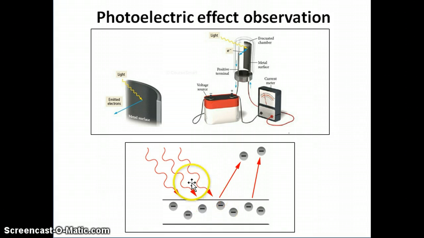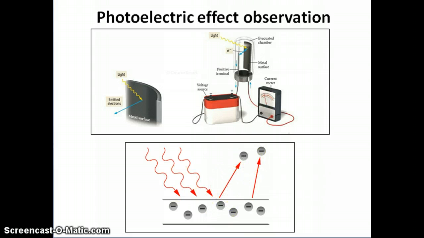If there's enough energy, then it's able to take the electron off the surface of the metal. Because remember that the electron is being held by the nuclei of the atoms of the metal, right? So the electron is being held together by this electrostatic interaction. But if the light photon has enough energy, then it's able to hit it with high enough energy that the electron actually is taken off the surface of the metal.